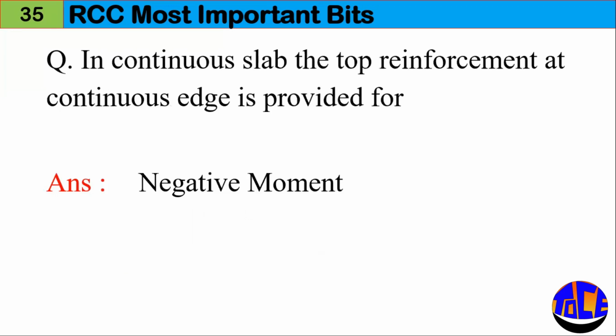Question number 35. In a continuous slab, the top reinforcement at a continuous edge is provided for negative moment. In continuous slabs, you will get negative moments and positive moments. For positive moments, you will provide the main bars at the bottom, at the middle span, and for negative moment, you will provide reinforcement at the top, at the support.